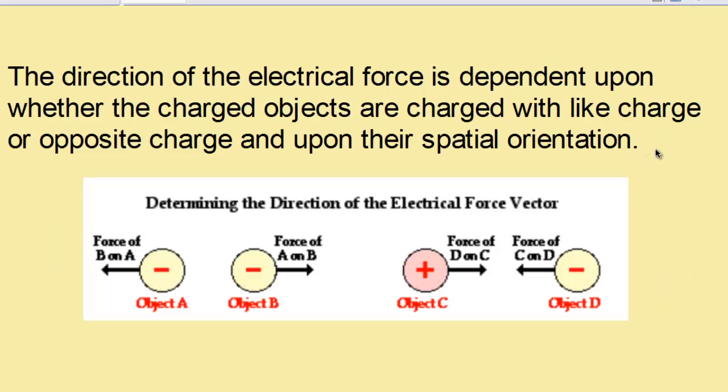The direction of the electrical force is dependent upon whether the charged objects are charged with like charge or opposite charge, and also upon how far apart they are, or their spatial separation. Determining the direction of the electrical force vector is actually pretty simple. If both of your objects have the same charge, you're going to have a repulsive force, and if they have opposite charges, you're going to have an attractive force.